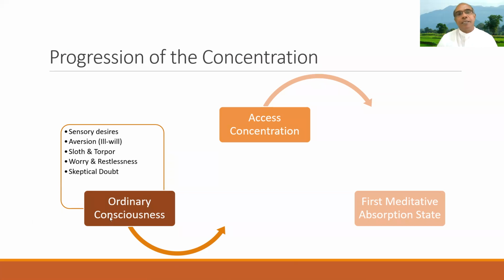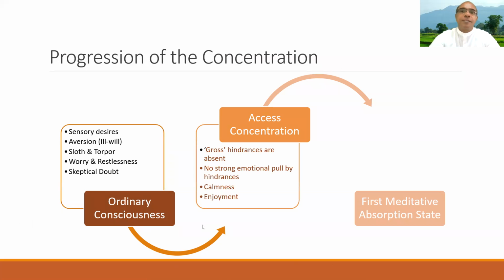The moment you start suppressing these five, using the five tools I gave you, slowly your mind will be driven to a state called access concentration, where the gross presence of the hindrances will be controlled. No strong emotional pull by the hindrances. There will be certain calmness, certain joy in the mind during access concentration. But it is still not full concentration. It's not yet dhyana. It's basic concentration only.